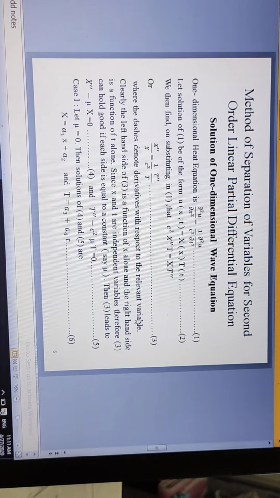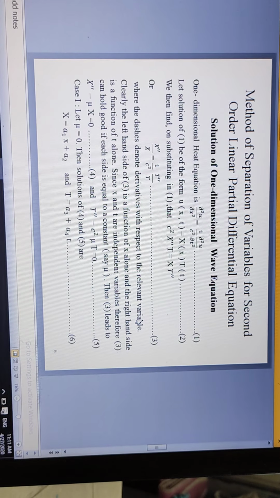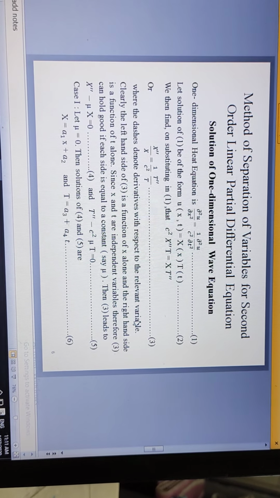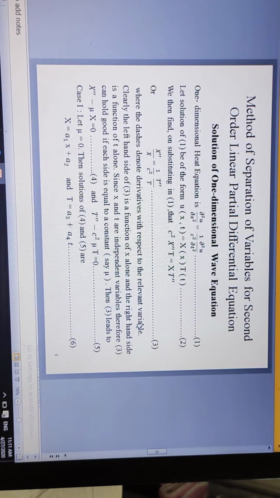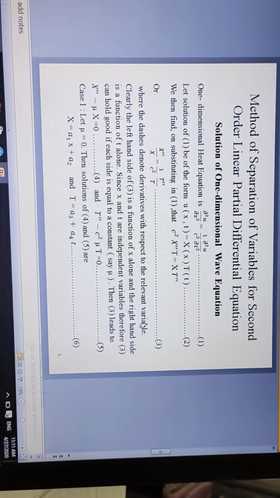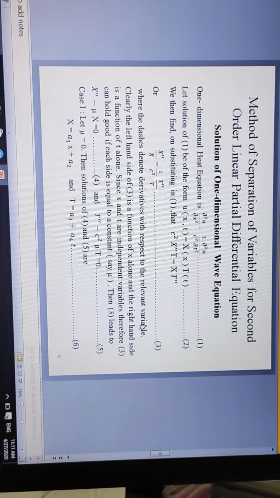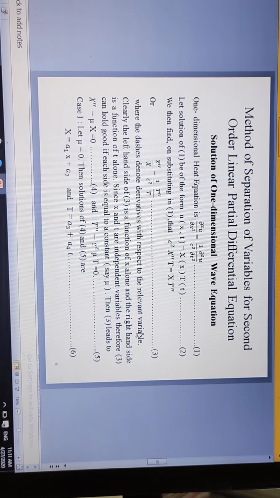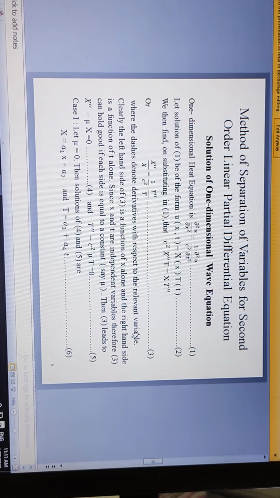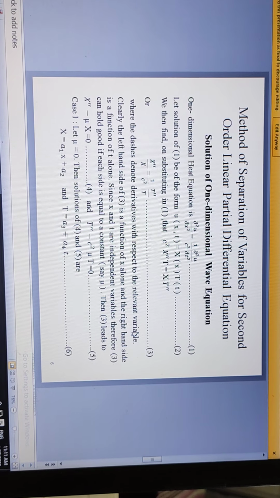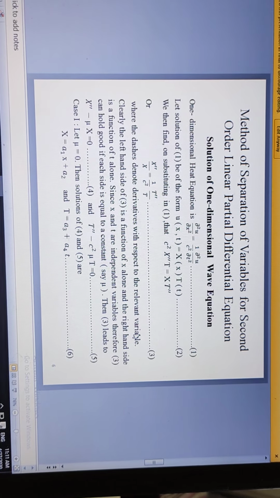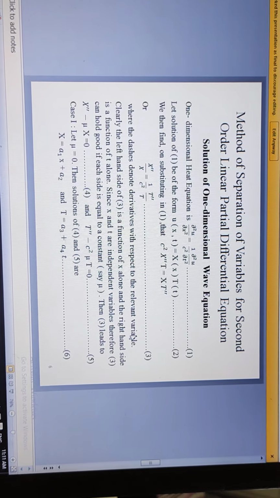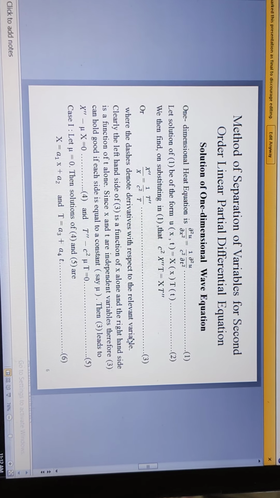Now, the solution of (1) be of the form u(x,t) = X(x)T(t), X depending upon small x, T depending upon small t. After differentiating partially u with respect to x and t, we have c² X'' T = X T'', where the dashes denote derivatives with respect to the relevant variable. The left hand side of (3) is a function of x and the right hand side of (3) is a function of t, and x and t both are independent variables. Therefore, equation (3) can hold good if each side is equal to some constant, say mu.